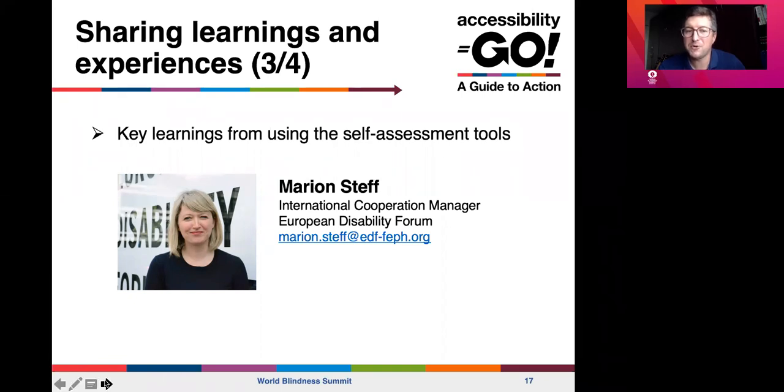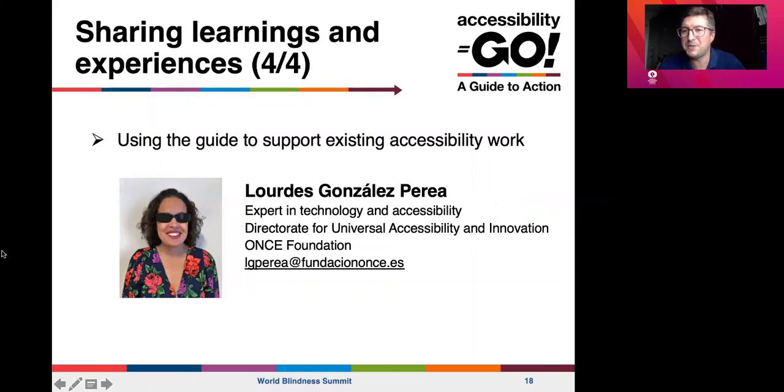And now I would like to move to our next speaker, Lourdes González Perea. It's a great pleasure to have you from ONCE Foundation. We are really happy to hear about your work, because we know you are an expert in technology and accessibility as part of the Directorate for Universal Accessibility and Innovation at the ONCE Foundation. We were quite interested to learn more about your current work, and also about how the guide and everything you heard today could ultimately help support the work you do.